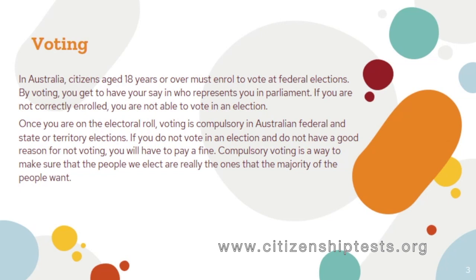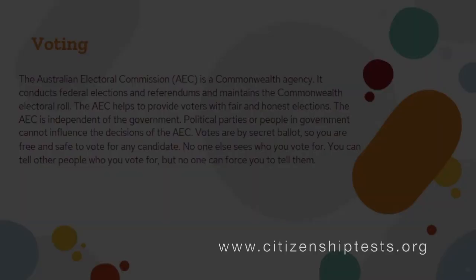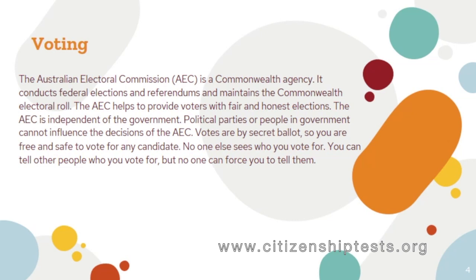Once you are on the electoral roll, voting is compulsory in Australian federal and state or territory elections. If you do not vote in an election and do not have a good reason for not voting, you will have to pay a fine. Compulsory voting is a way to make sure that the people we elect are really the ones that the majority of the people want.